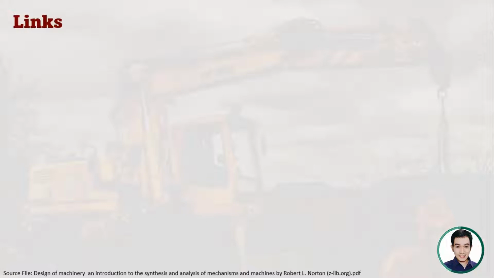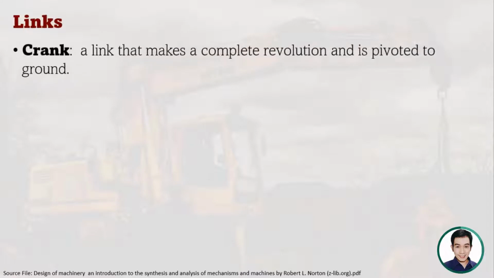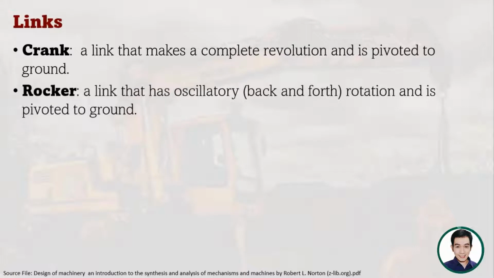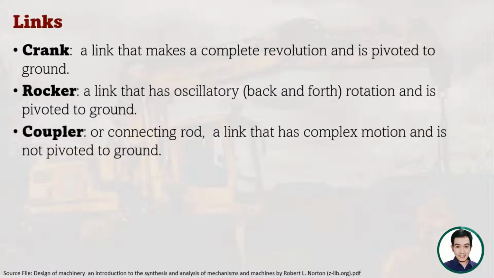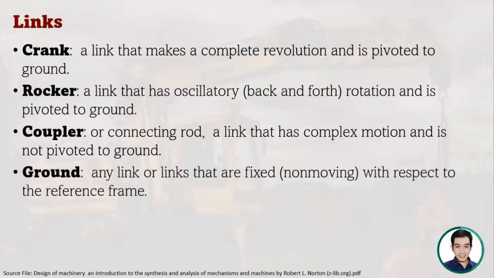So here, let us define the links that we can encounter later on. We have the crank. A crank is a link that makes a complete revolution and is pivoted to the ground. Rocker, on the other hand, is a link that has oscillatory or back and forth rotation and is pivoted to the ground. Then we have the coupler or the connecting rod, a link that has a complex motion and is not pivoted to the ground. The ground is any link or links that are fixed, meaning it's non-moving with respect to the reference frame.